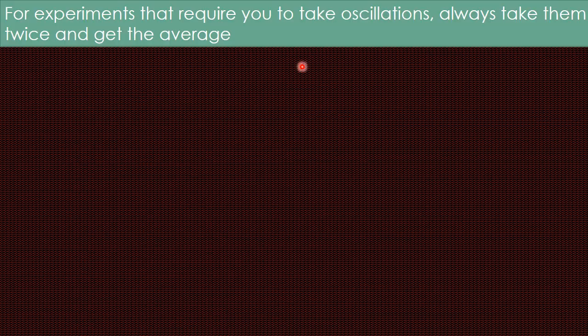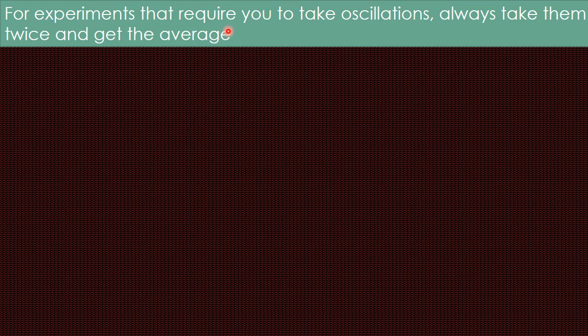Okay, friends, for experiments that require you to take oscillations, always take them twice and get the average. This is very, very important, friends. Always, for experiments that require oscillations, such as the experiment to determine the value of g, the acceleration due to gravity, where you use the simple pendulum method, you must take the time twice, and get the average of the 2 times. It's super important, guys.